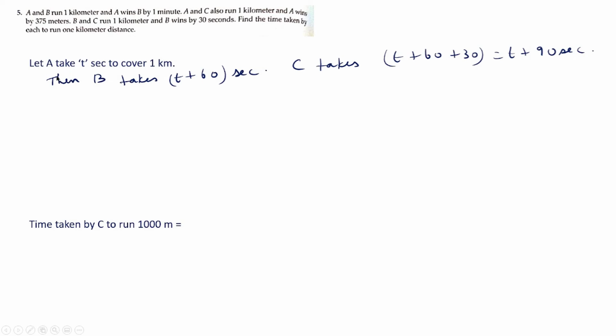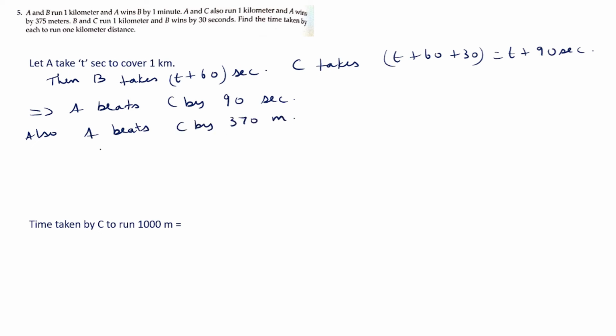So we have taken, let A take t seconds to cover 1 kilometer. So if A takes t seconds, then C takes t plus 90 seconds. This implies A beats C by 90 seconds. Also it is given A beats C by 375 meters. Now we can find the speed of C.